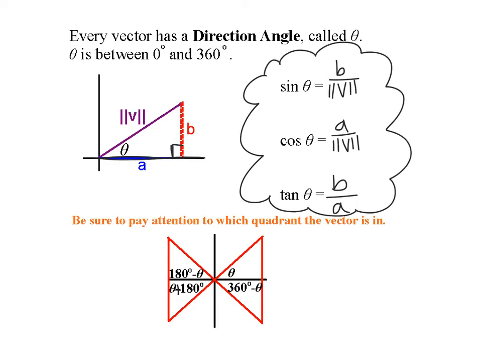Most of the time we're going to be using tangent, but then we'll also get into kind of where the sine theta and the cosine theta come in very helpful. So we are going to have to pay attention to what quadrant the vector is in. So we're going to want to remember reference angles. And that's what this diagram here is reminding you of.